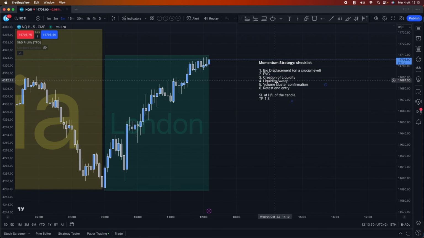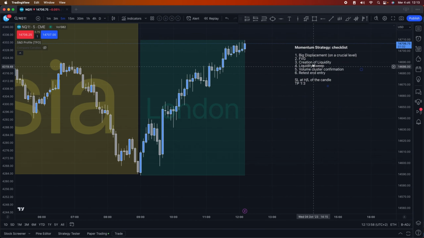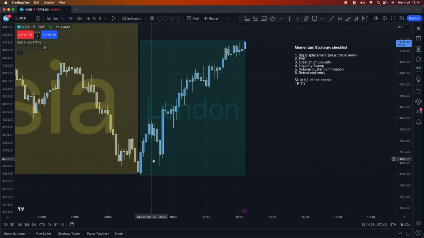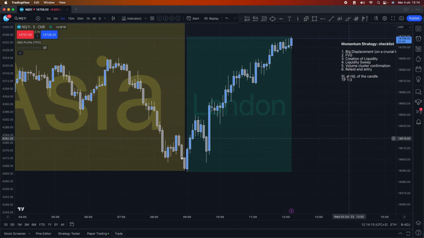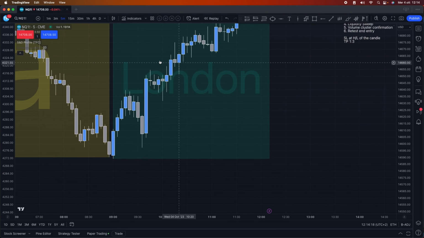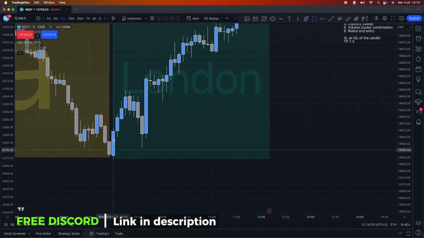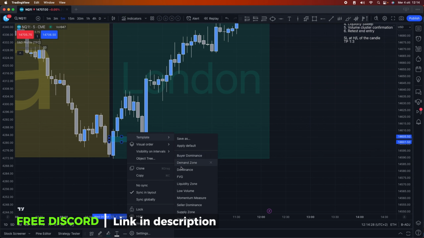Point number three, creation of liquidity. This goes together with point two, obviously. The imbalance, the fair value gap, is created when you see liquidity in the next candle. For example, here, which is the trade that I took this morning, this is a fair value gap. But is the fair value gap confirmed?